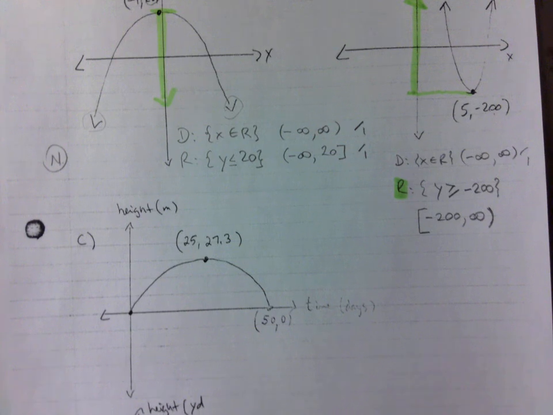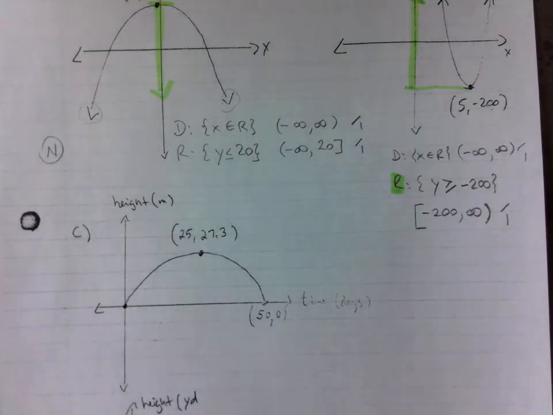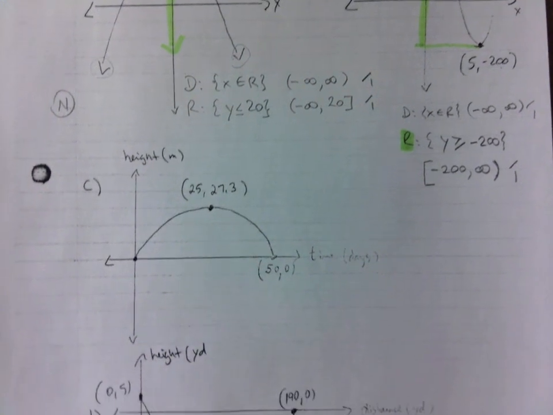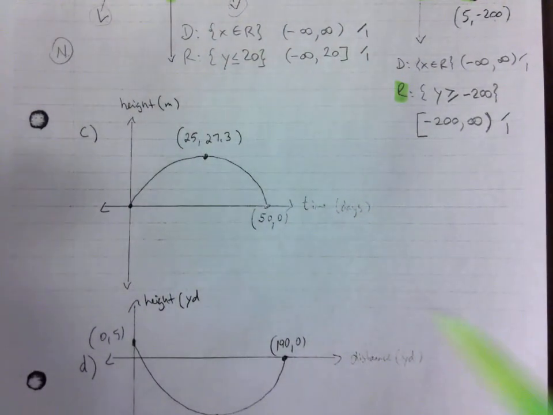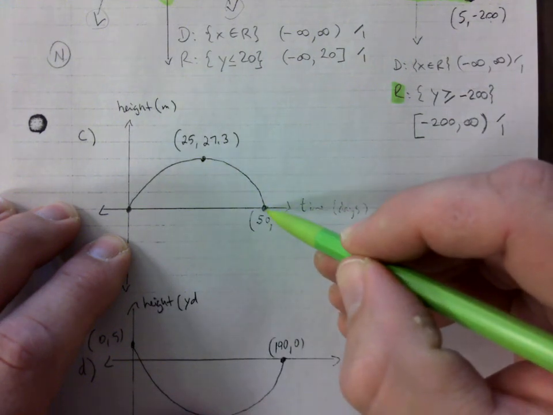All right. So 1 and 1. Sorry, I forgot to mention that. 1 and 1. So that's going to be the case for all the domain and range situations here. And then we have a word problem. Okay. You know it starts here and stops there.